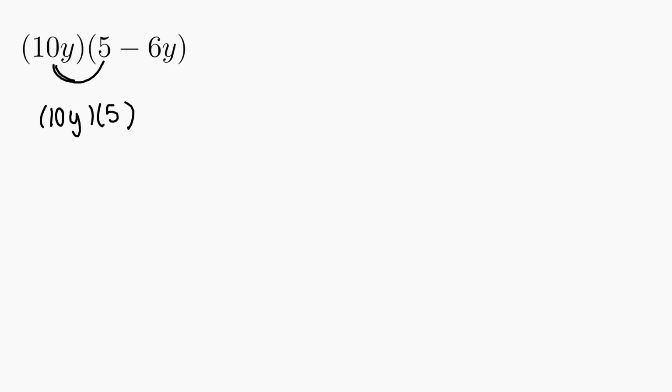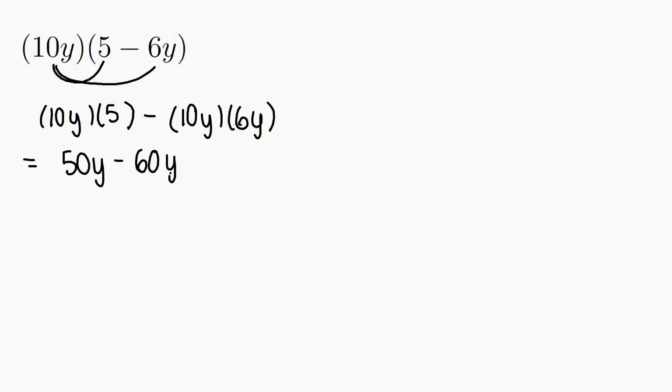It's going to be 10y multiplied by 6y. This gives us 50y minus 60y squared, because we multiplied the constants together and then we multiplied the variables. Normally we write exponents counting down, so this can be written negative 60y squared plus 50y.